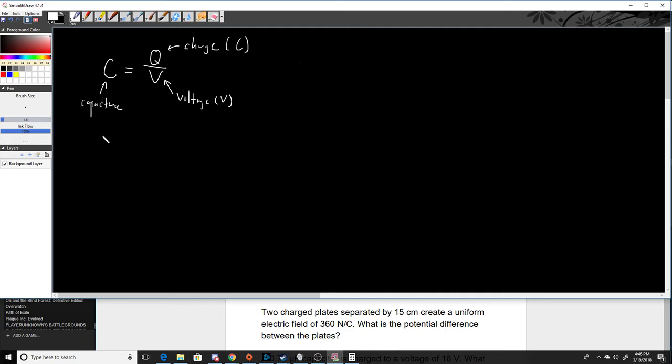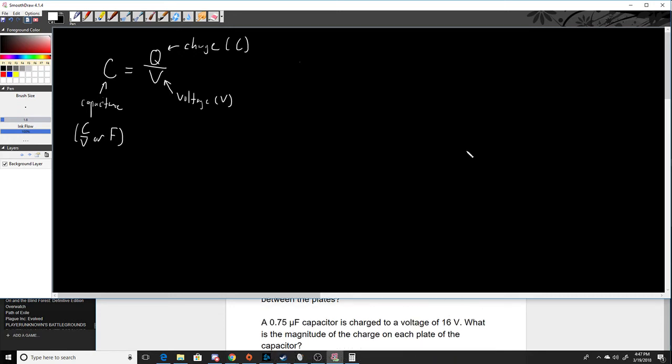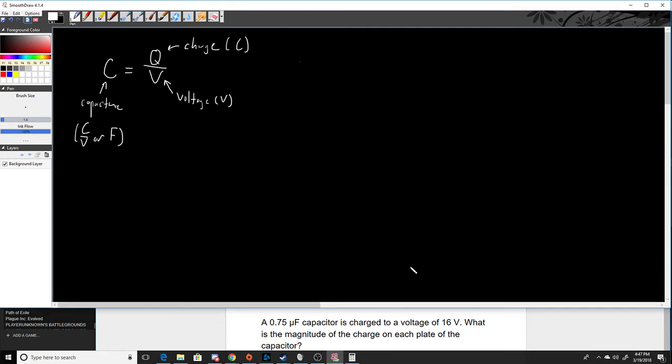Really, capacitance is how many coulombs per volt there are, or, since why not name things after physicists, it's also called a farad. That's just a unit for capacitance. It becomes pretty useful here. So it allows us to figure out certain questions, like the one at the bottom there: a 0.75 microfarad capacitor. All right, so let's go through and do this.